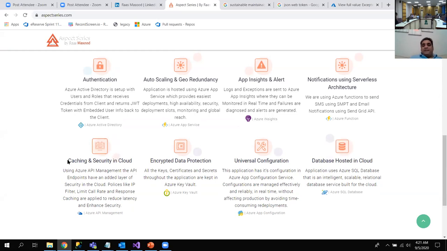I also have caching and security. You cache something on the server side and then you remove it from the cache whenever you want. So what are the best practices of that? And then how to do encryption and data protection. When it comes to cloud, everything in the cloud is very protected.